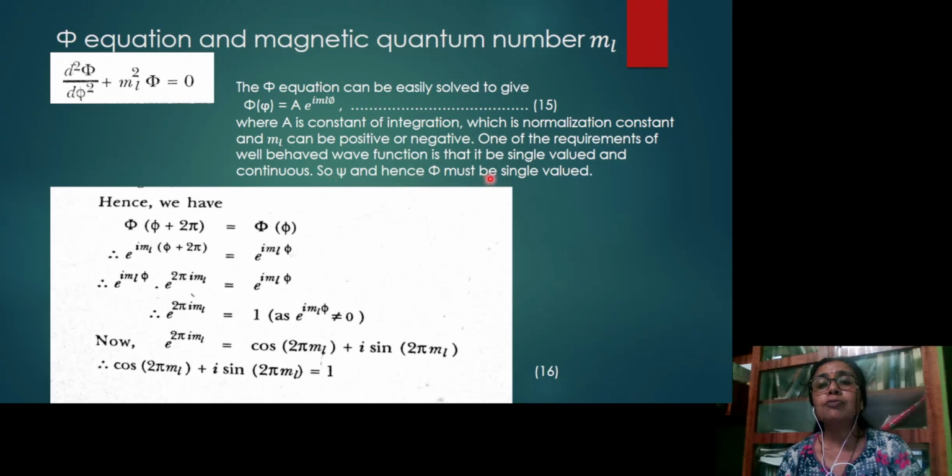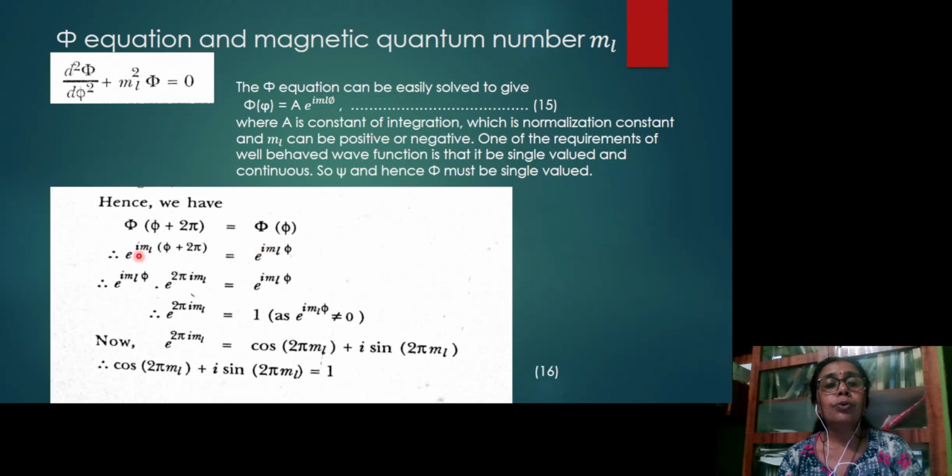Now what is the meaning of psi must be single valued? That the value of phi at angle phi and at angle phi plus 2 pi has to be equal, because these two angles are necessarily equal. Phi and phi plus 2 pi, these are the same angles because every angle repeats itself after a rotation of 2 pi radian. So if this is true, then this condition also has to be true.